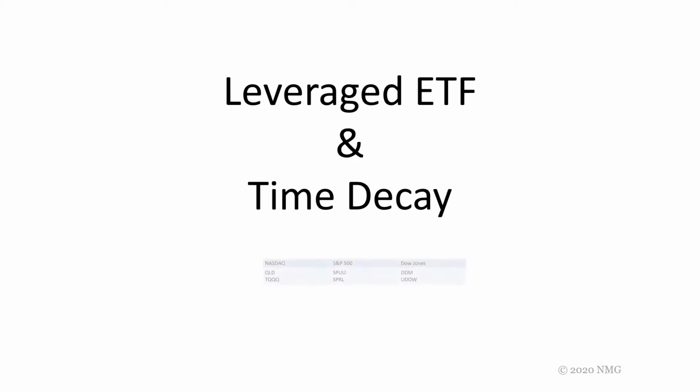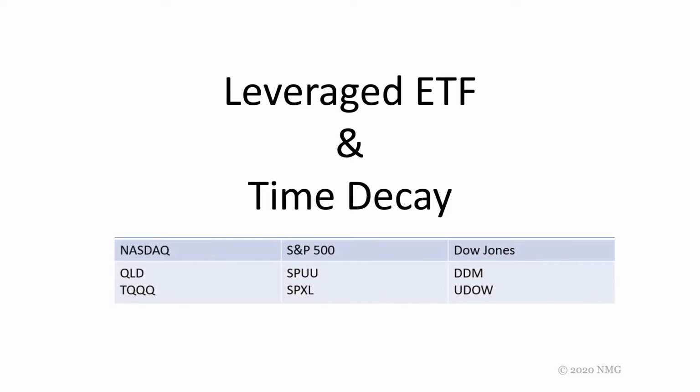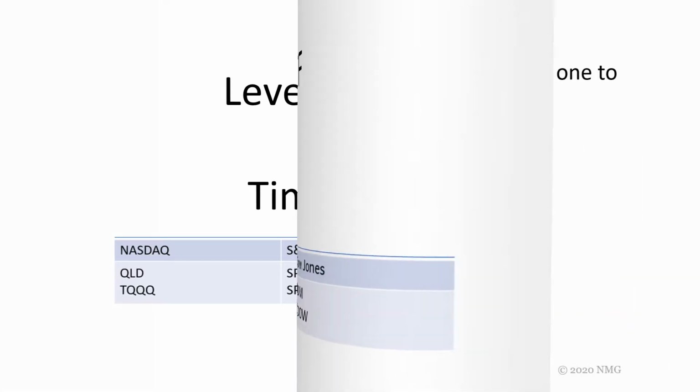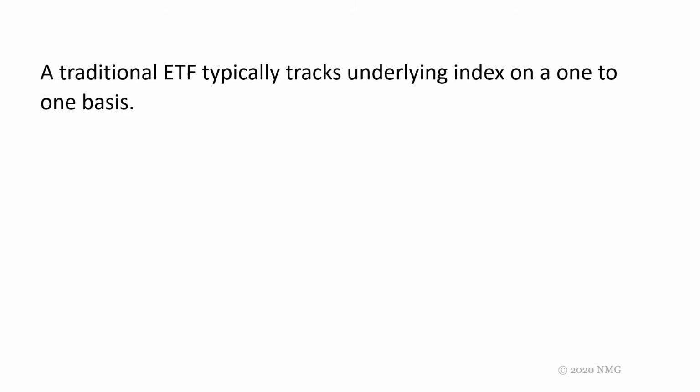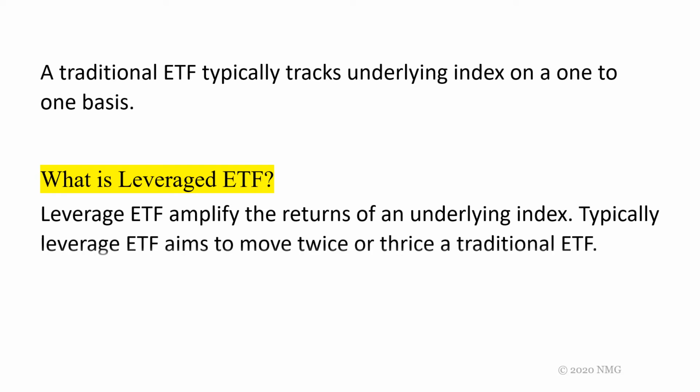Hello viewers, in this video we will be going over leverage ETFs for market indexes and, more importantly, look at time decay of these ETFs. A traditional ETF typically tracks the underlying index on a one-to-one basis. Leverage ETFs amplify the return of an underlying index. Typically, a leverage ETF aims to move twice or thrice a traditional ETF.